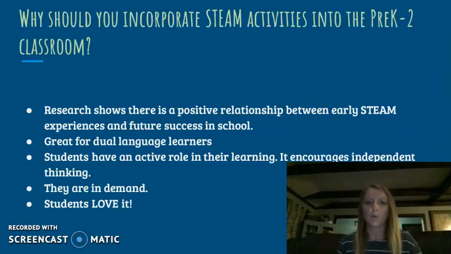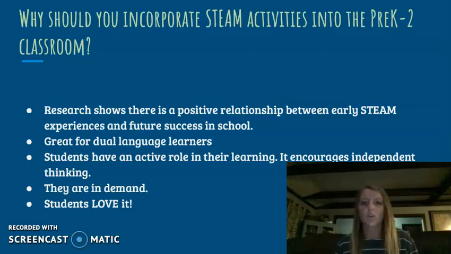So why should you incorporate STEAM activities into grades pre-K through 2? Research shows that there is a positive relationship between early STEAM experiences and future success in school. STEAM is awesome because it gets your students to think. So when we start doing these skills early in school, like pre-K, later success in school is a given because by the time they get there, they are really good and skilled at using their brain and using these math skills, all of these things to solve these problems.